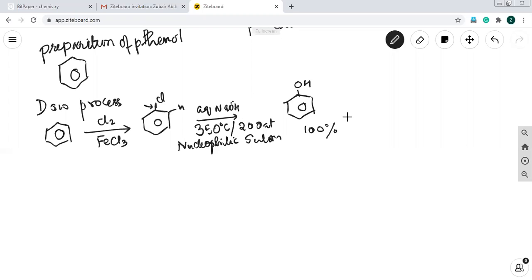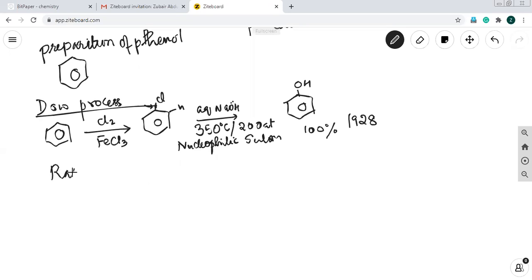This is right from 1928. This process is still being used by the company called Dow Chemicals, one of the multinational companies based in the US. They are manufacturing a very large amount of phenol, and probably they are very good exporters of this compound.